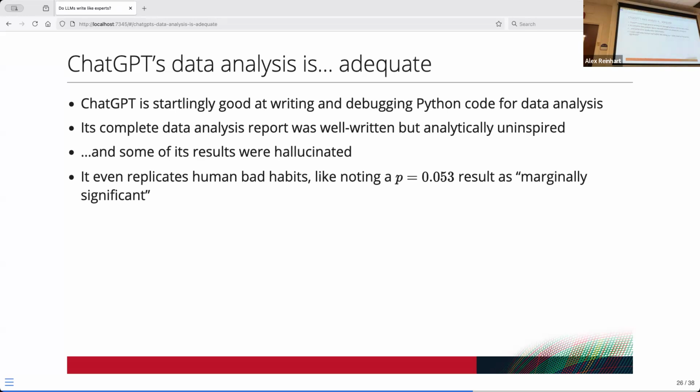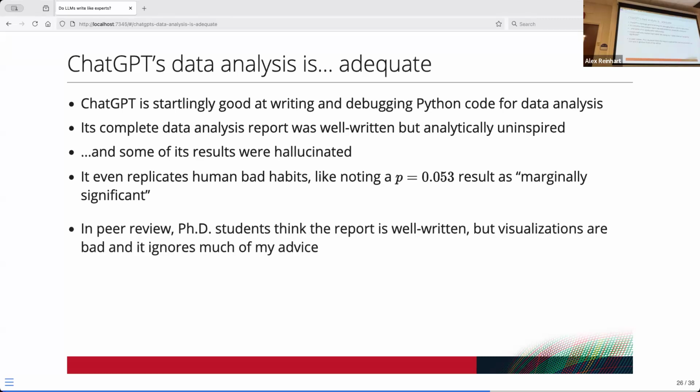So it hallucinated a few things. It does automate plenty of human things, such as the bad habit of noting a non-significant result as marginally significant. It's learned from all of our public work. And I then assigned this in peer review. My PhD students write reports. I then do anonymous peer review, and I slipped this in and made everyone review it.